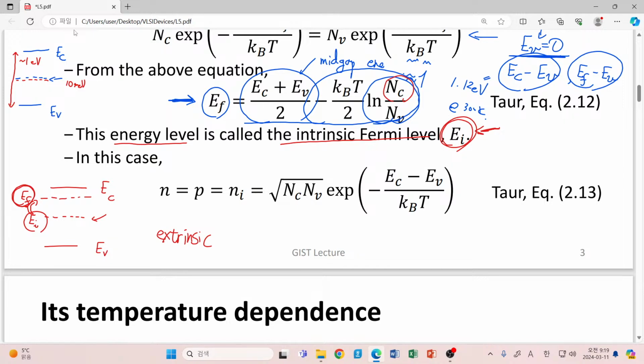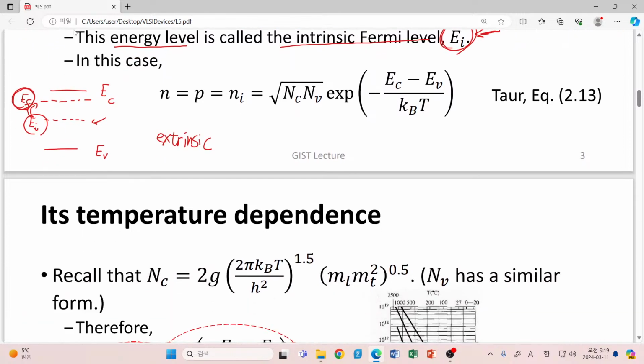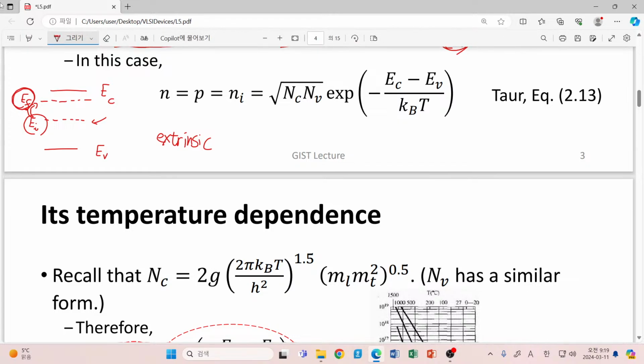So how can you express a certain energy level or position dependent energy state? In many cases you may have something like this.